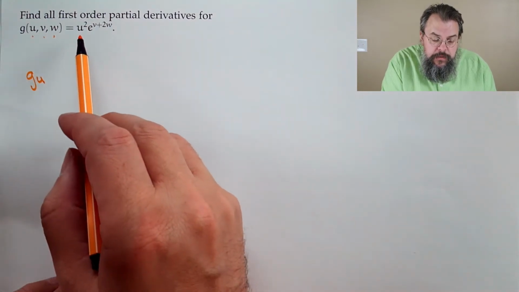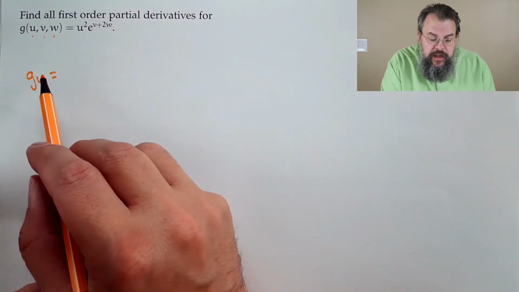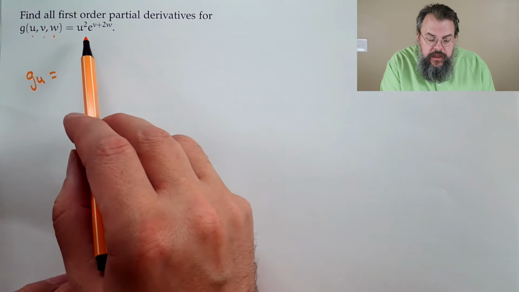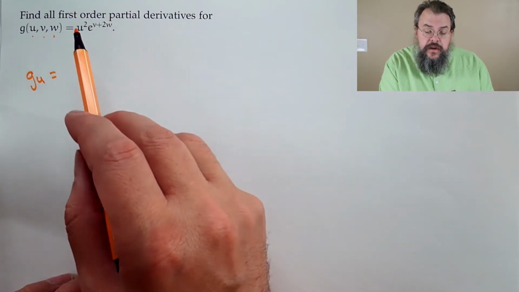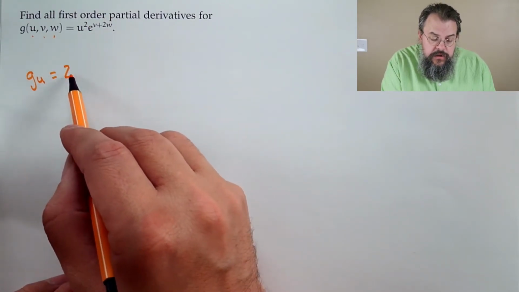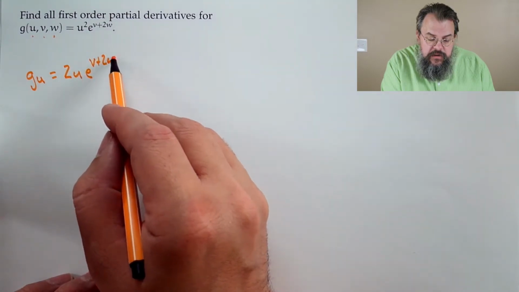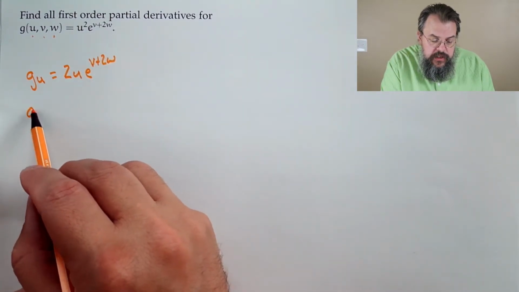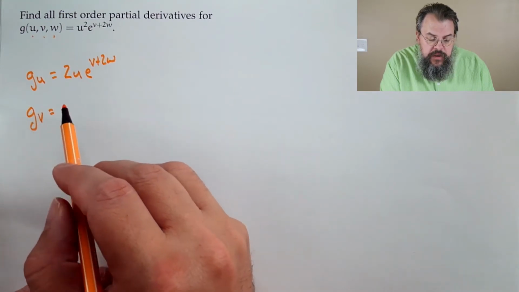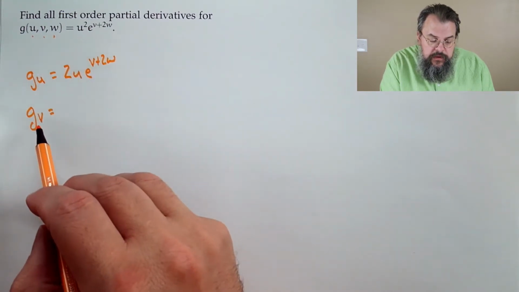Well, okay, that's not so bad. That says the u is the variable, and this other stuff is a constant. Derivative of u squared, 2u. And then this other stuff is a constant, so it's still there. All right, g sub v. Okay, well, now the v varies.